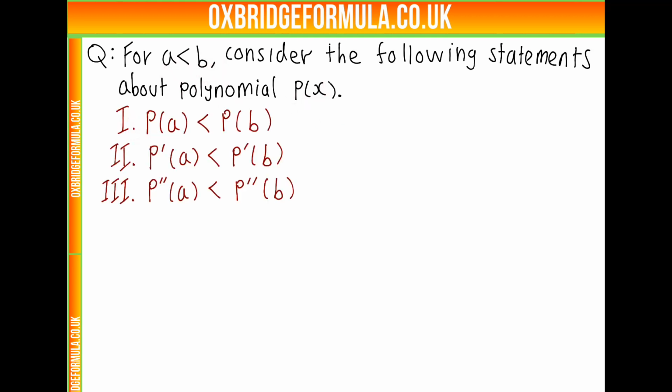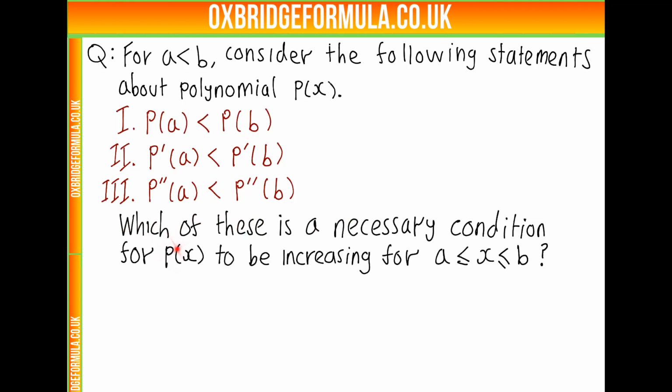Statement 1 is that p of a is less than p of b. Statement 2 is the derivative of p at a is less than the derivative of p at b. And statement 3 being the second derivative of p at a is less than the second derivative of p at b.